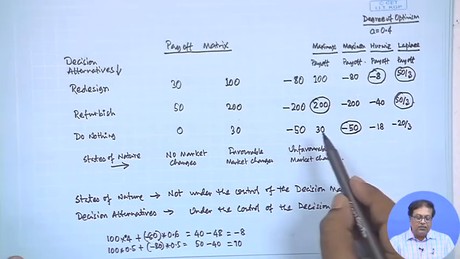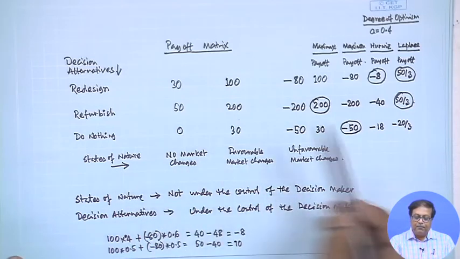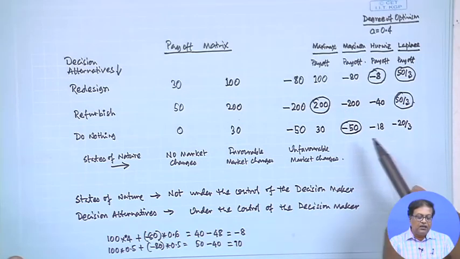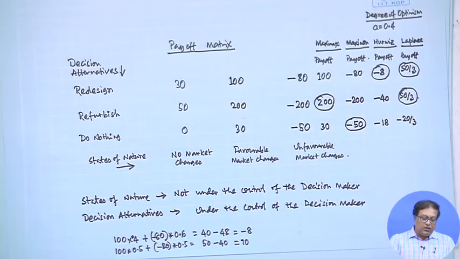A Maximax decision maker goes for refurbish, a Maximin decision maker goes for do nothing, a Hurwicz decision maker goes for redesign, and a Laplace decision maker makes an equal choice between redesign and refurbish. So, in all of these, the basic question comes back: what is known as a rational decision maker? Who is a rational decision maker? Is a Maximax decision maker a rational decision maker? Is he or she taking a rational decision? Probably no. And what makes someone really go for rational decision making?